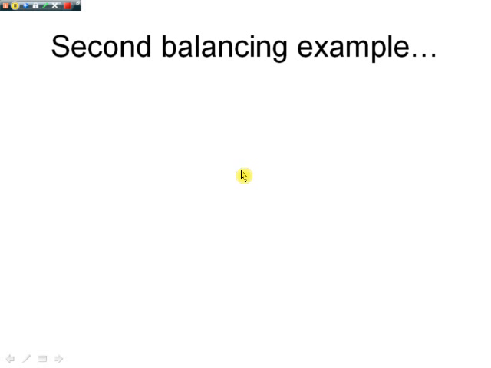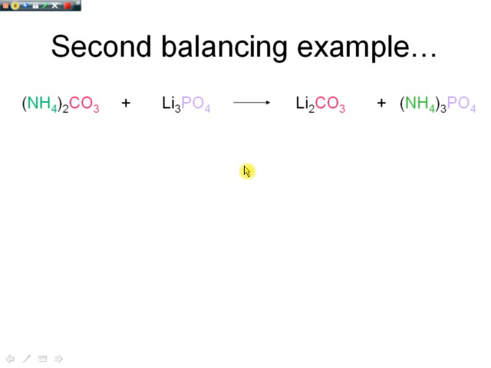Our second example is much more complex. What this says is ammonium carbonate plus lithium phosphate react to produce lithium carbonate plus ammonium phosphate. This is a simple double replacement reaction. And if you don't know what double replacement reaction means, that's fine. We'll learn about that in the next PowerPoint. But this appears to be tricky. I can make this equation simpler by combining terms and putting in my own variables.